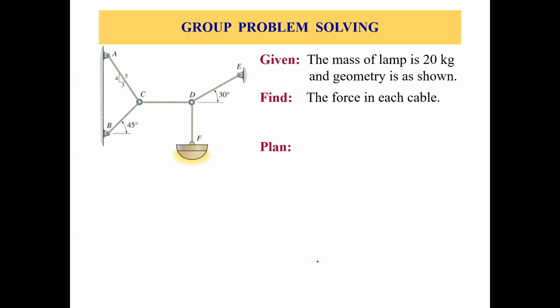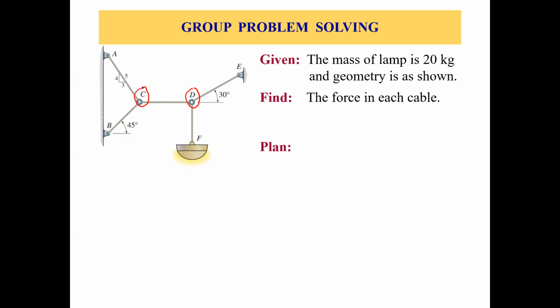Okay. So what we do is analyze this problem in parts. If you look at the system, we have this point D, and we have this point C. So we'll take them one by one. Let's see, if we take point C and draw a free body diagram at point C, just imagine, how many unknowns do we have? FCD, FCA, and FCB. We have 3 unknowns, right?